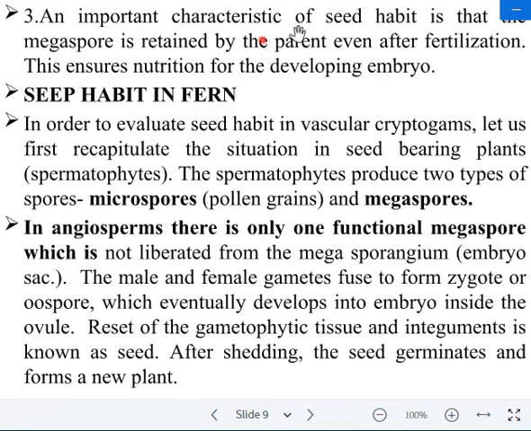An important characteristic of seed habit is that the megaspore is retained by the parent and after fertilization, thus ensures nutrition for the developing embryo. So this is the significance of the heterospory which has been reported in fern.